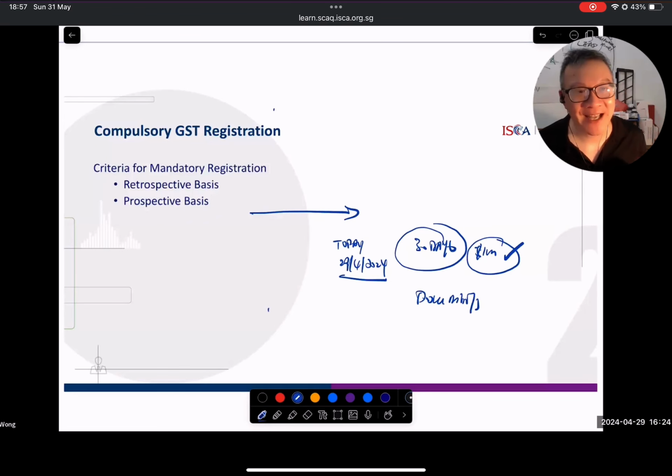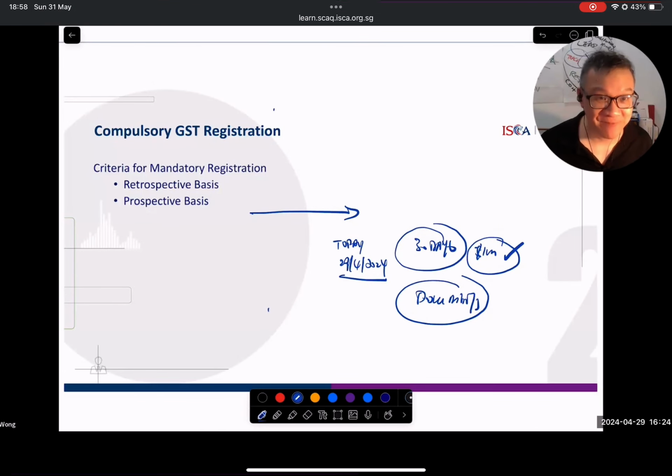And what happens is that they don't want you to come to GST registration unless you are pretty sure you know what you are doing. That is the mindset of IRAS when it comes to GST registration. So that's why they want you to give them the documentation, in black and white, so that they can confirm, okay, you know why you're coming into the GST registration regime.